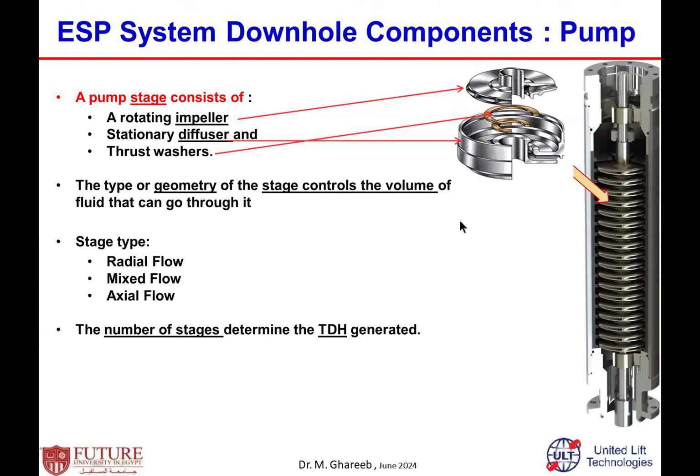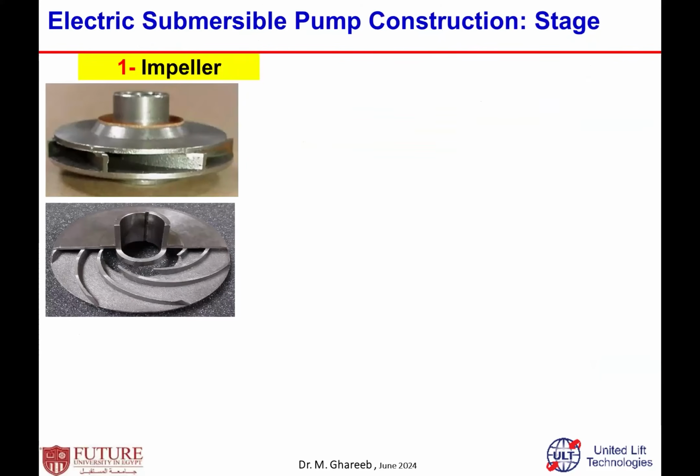For the type of stage, there are different geometries, currently something called radial flow, mixed flow, and axial flow, depending on how the flow is handled when it goes into the stage. The stage configuration inside is also different, depending on the situation in the well and the fluid types, and so on.